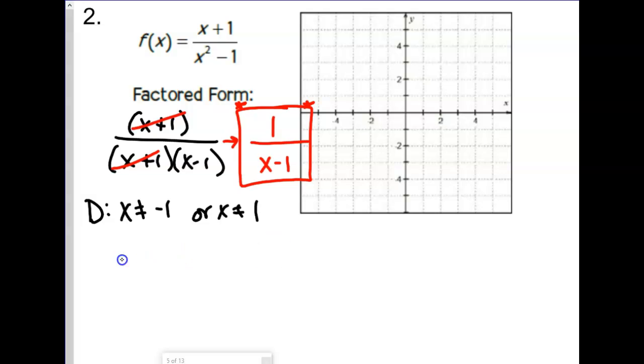Hey, you told me there was a hole. At what value? -1, hole at -1. So the ordered pair, I know the x is -1, but how does one find the y? Plug -1 into the little guy now, okay? Make sure you go to the reduced version. If you go back to the original, you're going to get 0 over 0, which is not fun. All right, so 1 divided by -2, better known as -1/2.